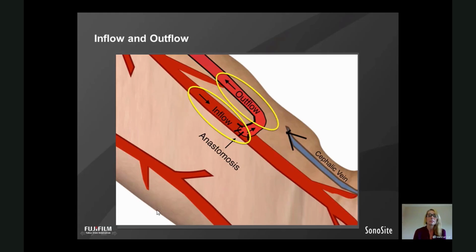So if we look at this, the inflow and the outflow, when we talk about inflow and outflow with an AV fistula or an AV graft, we usually refer to the inflow as the arterial inflow, so whichever is the feeding artery, and then also just running into the anastomosis is the area that we would refer to all of that as inflow. And then outflow, we refer to the vein all the way to the heart. So all of that is outflow vein. So when we talk about an inflow problem or an outflow problem, that's sort of the areas that we're talking about.